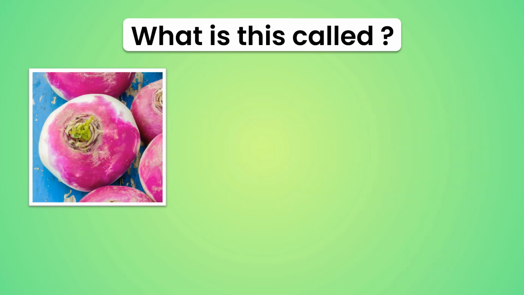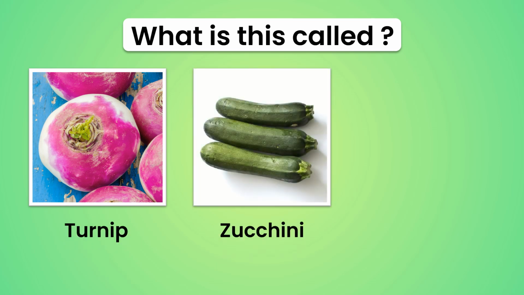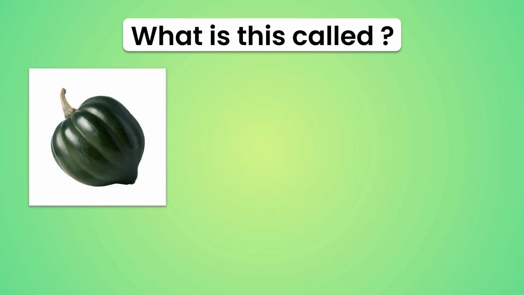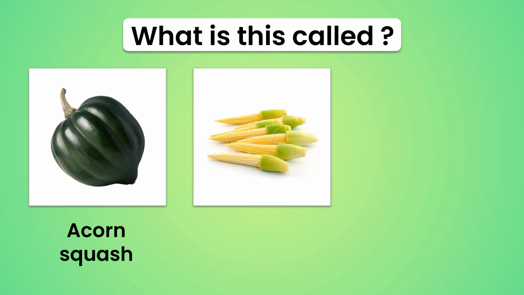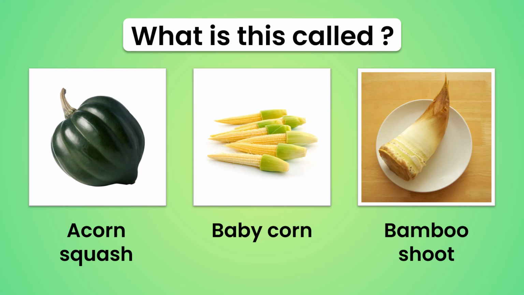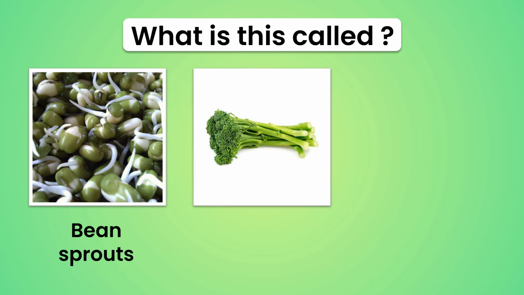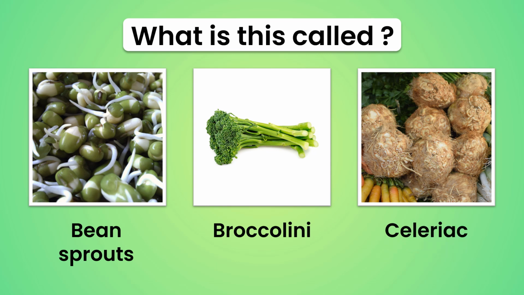What is this called? Turnip, zucchini, butternut squash. What is this called? Acorn squash, baby corn, bamboo shoots. What is this called? Bean sprouts, broccolini, celeriac.